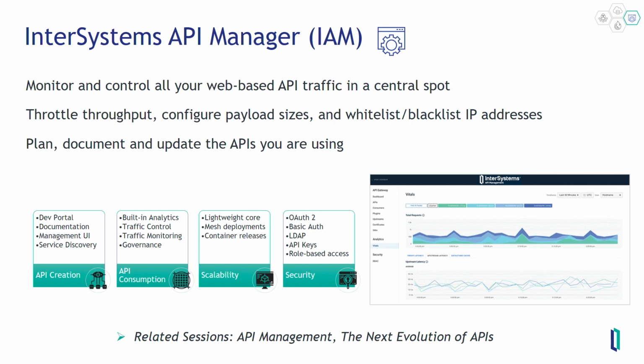So you can do things like throttle throughput, blacklist IP addresses, and show different stats on the screen for your APIs. It's a very powerful feature, now part of Health Connect as of the 2019.1 release. There are several related sessions on this topic that you can go check out. I think recordings will become available after the summit. So stay tuned, because you will hear more and more about additional enhancements for this, especially for Health Connect use cases.